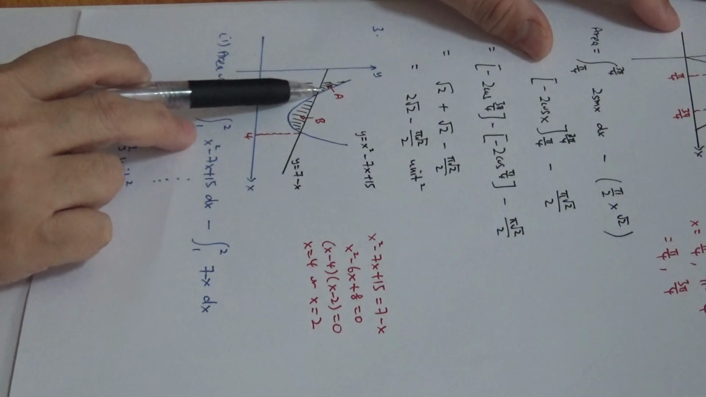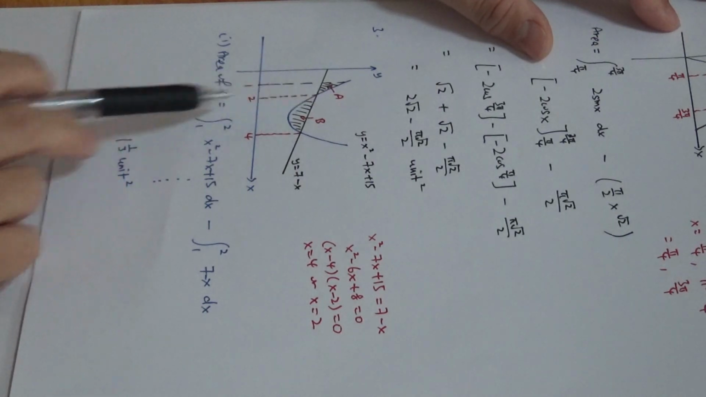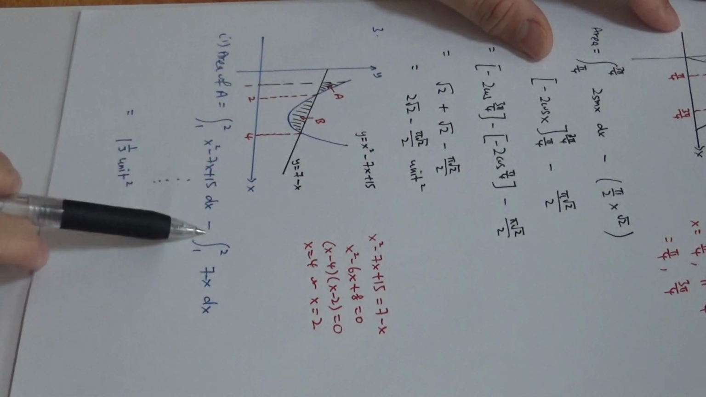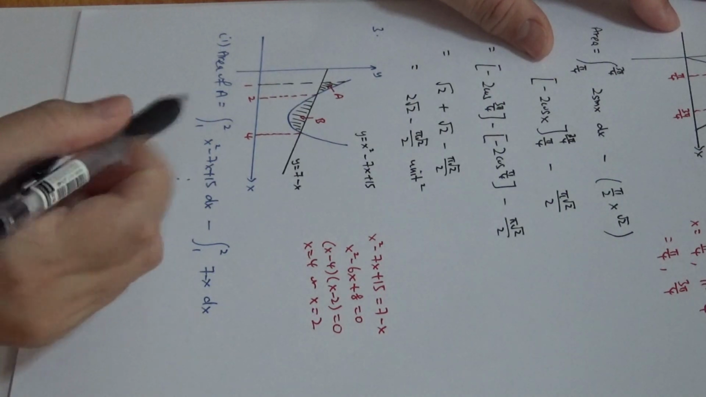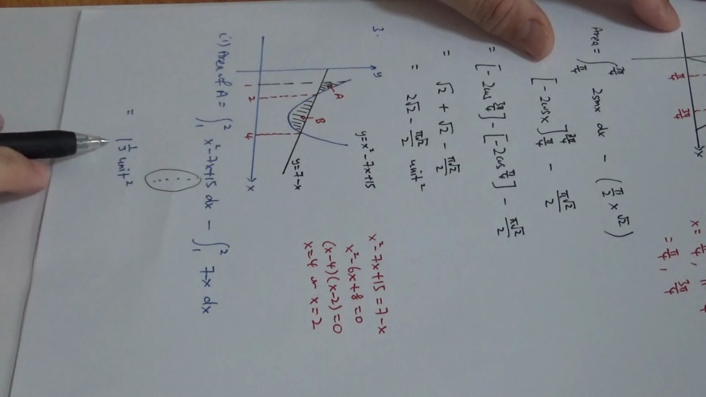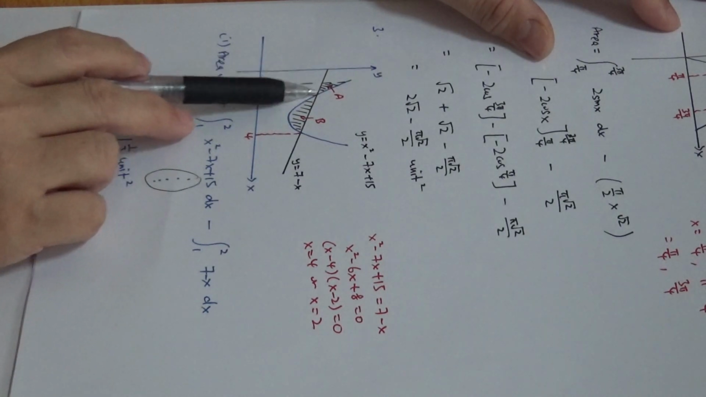Now how to find area of A, this shaded area, is the curve minus the line. So from 1 to 2, curve minus line. Okay, so I will not do the steps. You will do the steps. You will get 1/3 unit square. Now can you see that for this case here, I didn't find the trapezium.